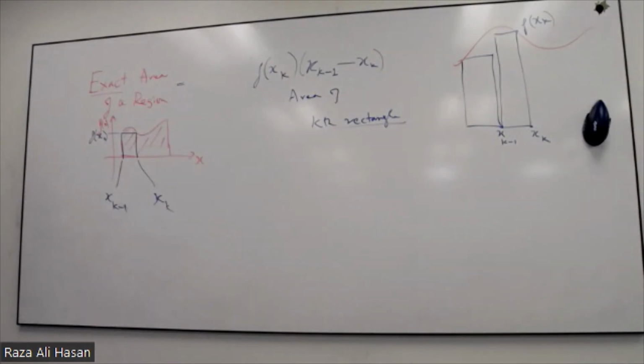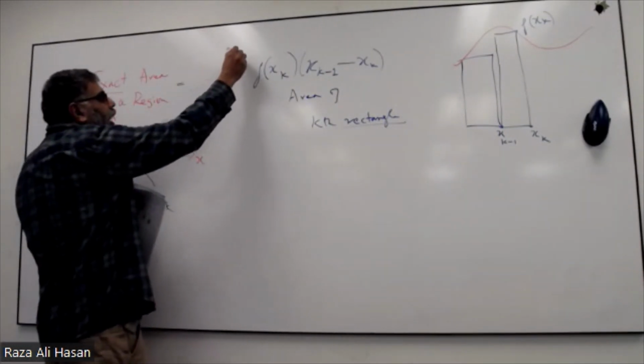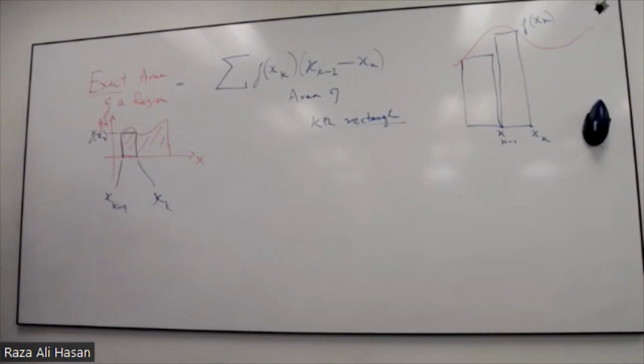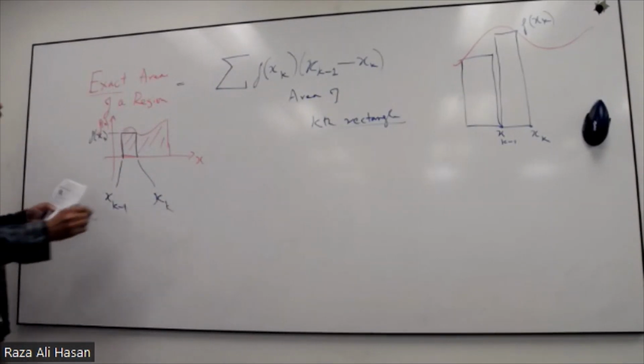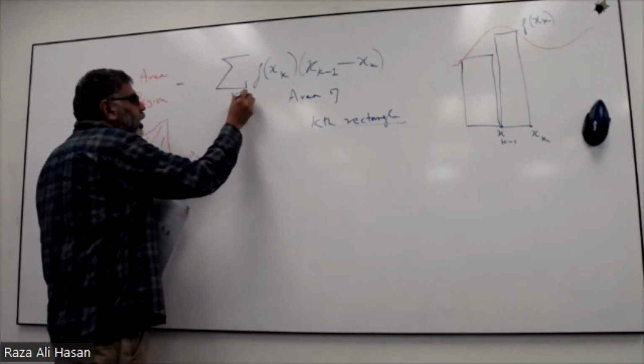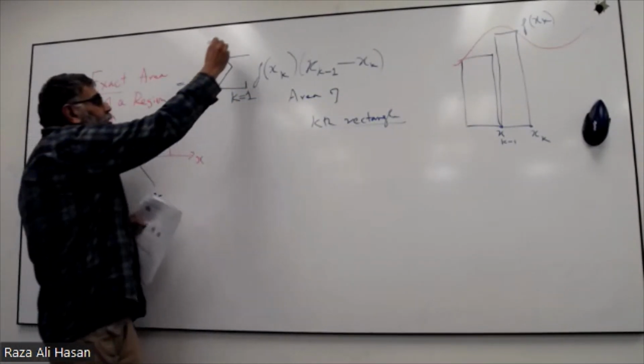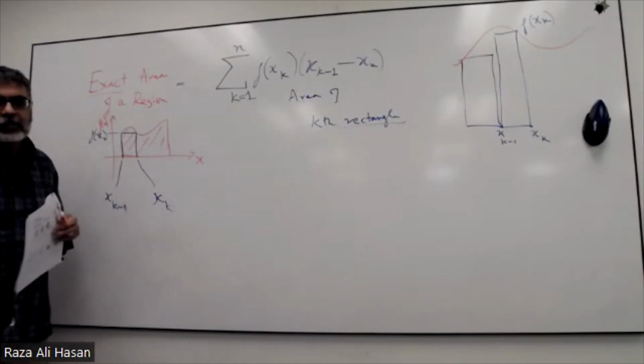So now what happens is, if I come in and put the sigma here, and I say that K starts at 1 and goes all the way to N.